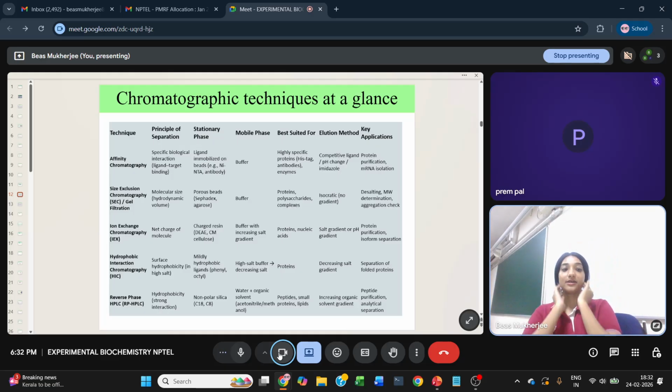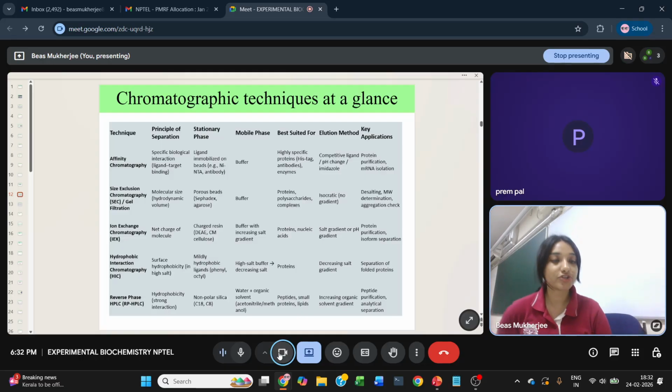Yeah, right. So we will continue. These are the different kinds of elution. Here the interaction between the nickel and the imidazole ring is reduced because of the increase in salt. Okay, so that is something that happens. Now, this is useful for protein purification, mRNA isolation, etc. Next, we have size exclusion chromatography.